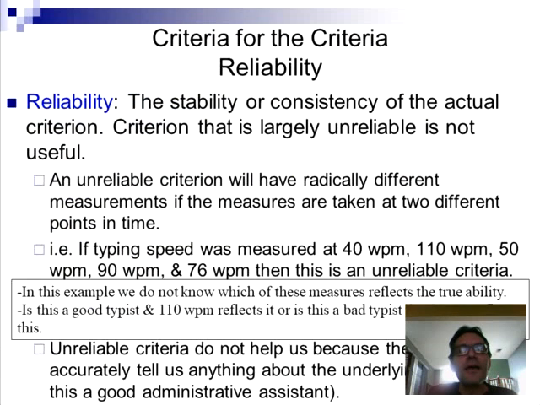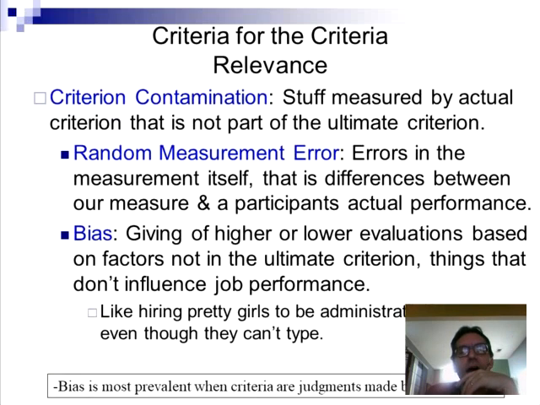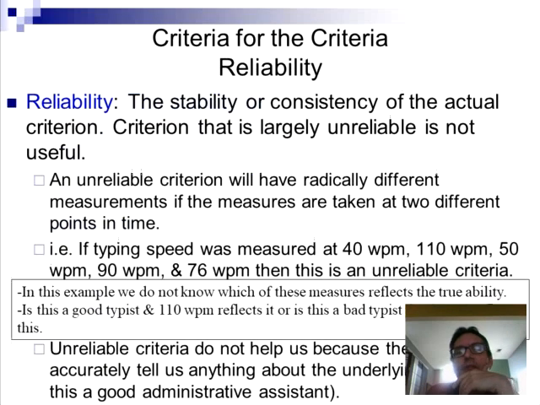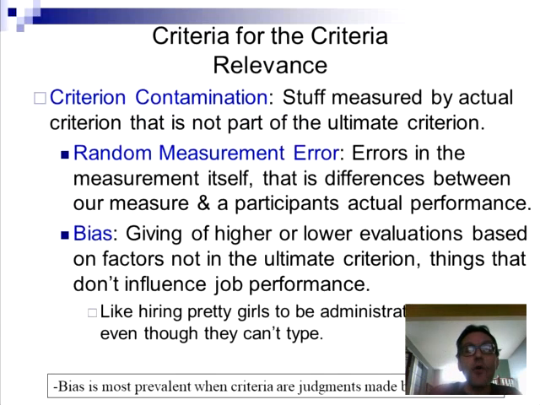All right. The second criteria for criteria, I like it, reliability. The stability or consistency. The reliability is awfully similar to this notion of random measurement error. The reliability is whether or not it's the same over and over. See, now this measurement error was the sticky keyboard, okay?